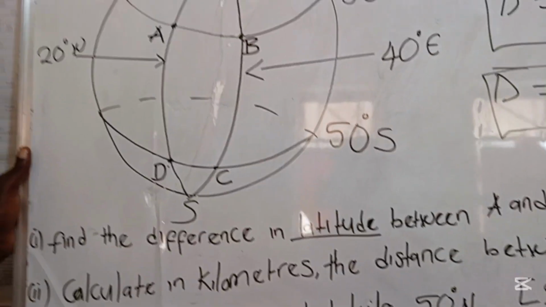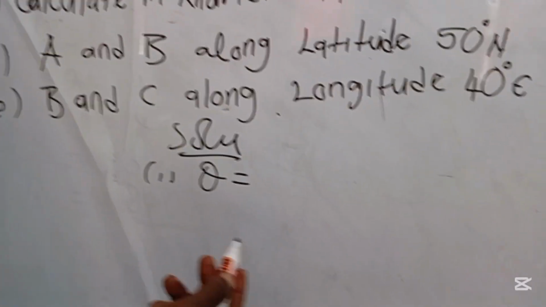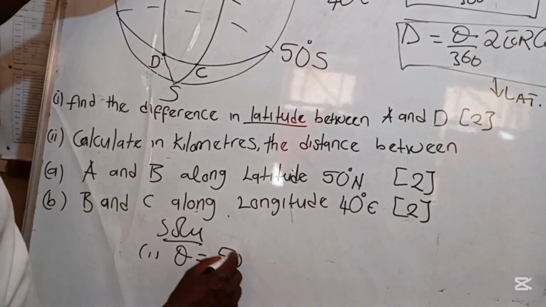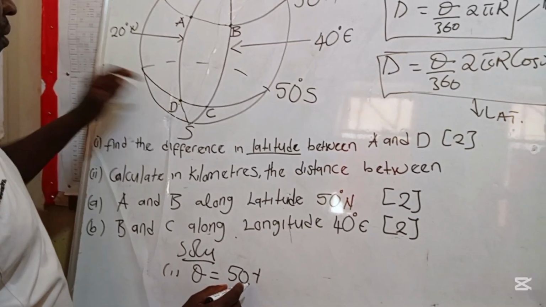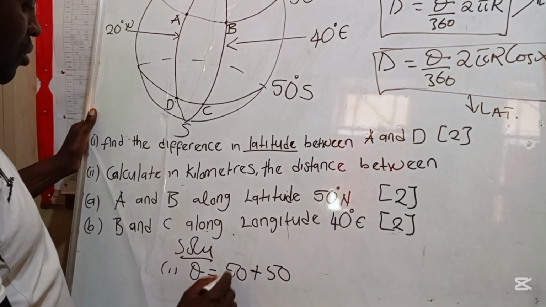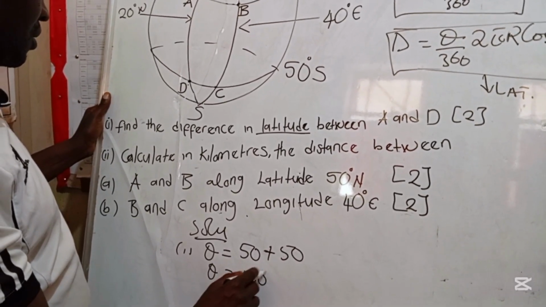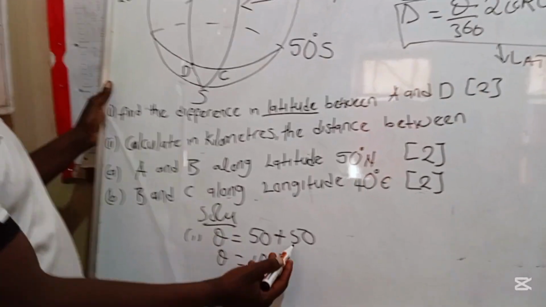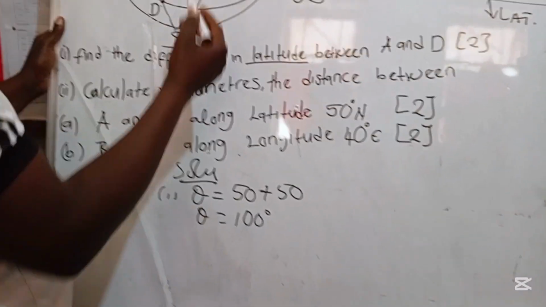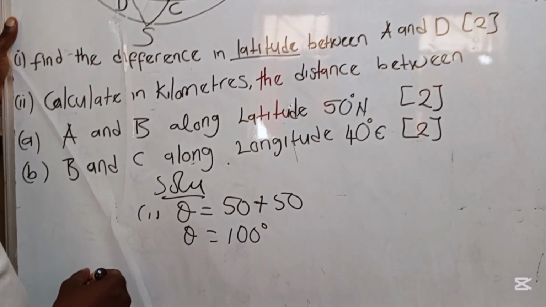Solution, part 1. It is theta. Of course, the difference is always in degrees. So this one is found in the north, 50 north. The other one is found in the south. So you just have to add the two. Please, it's very important to show how you are getting the difference, and of course it will be 100 degrees. Please, ladies and gentlemen, show that. Why have we added? Because one is found in the northern hemisphere, the other one is in the southern hemisphere. This is how we get this.